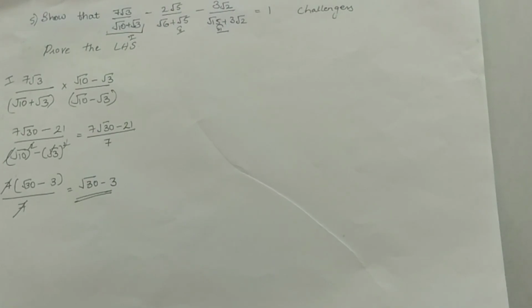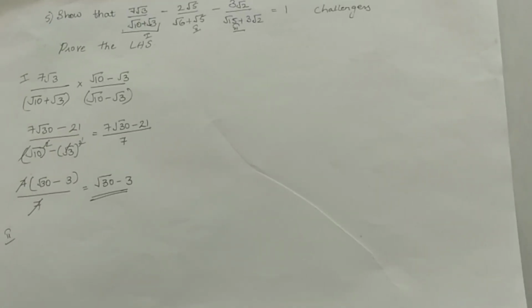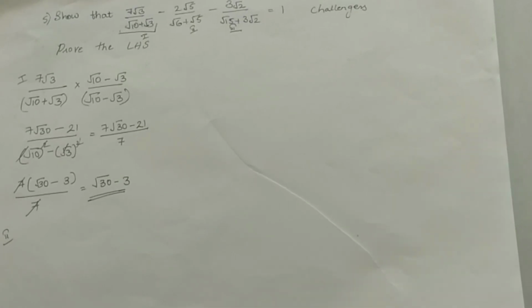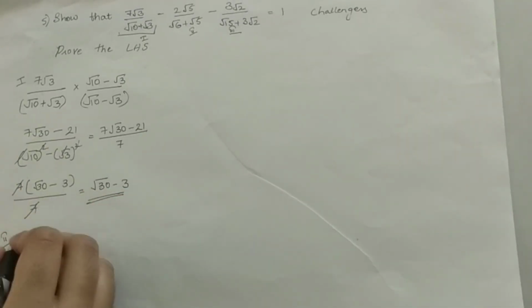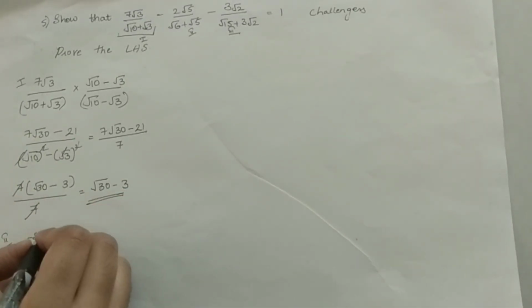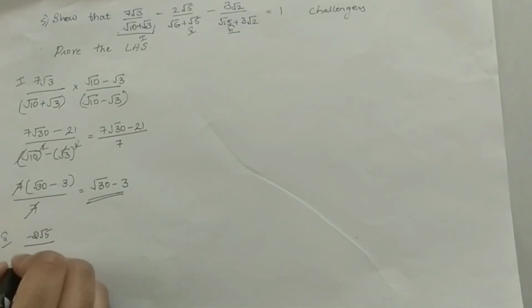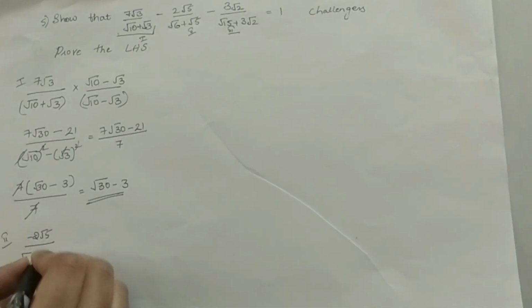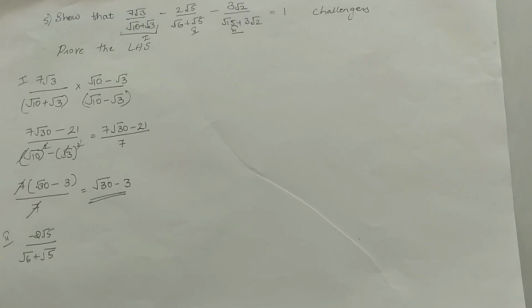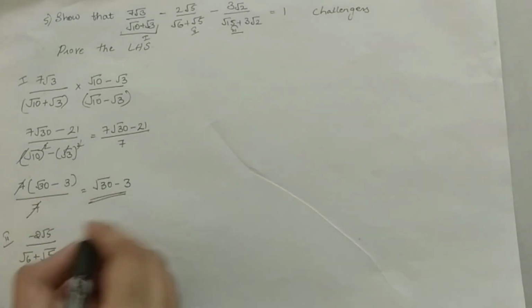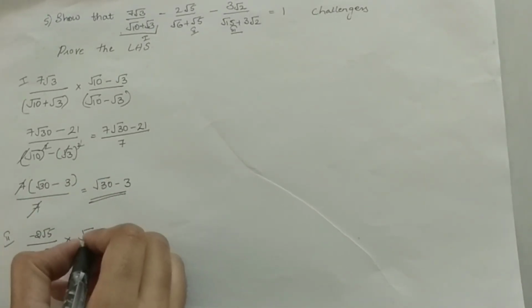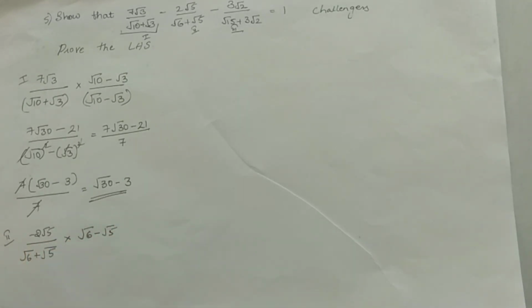Okay, we have 3 parts to simplify. Then we will move on to the actual part. Now I'll show the second one. The second one is very simple actually: minus 2 root 5 divided by root 6 plus root 5. Now the rationalizing factor for this is root 6 minus root 5, right?